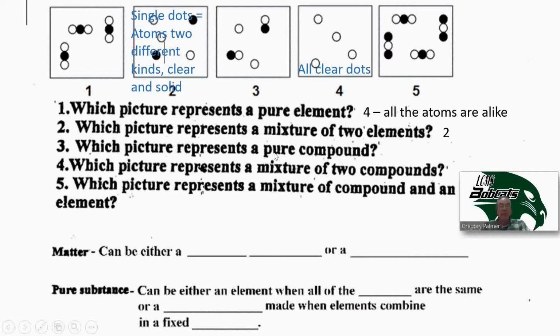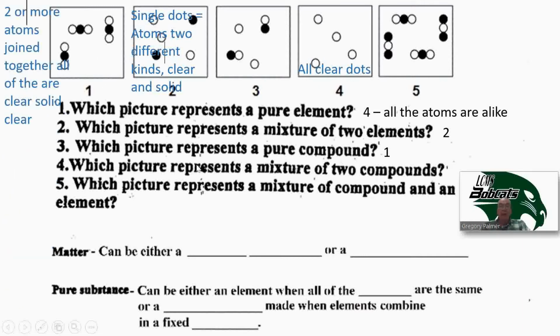Number 3 says, which picture represents a pure compound? A compound is 2 or more elements bonded together in a ratio. But they should all be the same if it's pure. You look over here at 5. It has dark, clear, dark, and clear, dark, clear. They're not the same, so it's not pure. This one shows a single clear and a clear bonded to a dark. They're not the same, so it's not pure. Over here, they're all the same. They're all clear, dark, clear. So that has to be number 1.